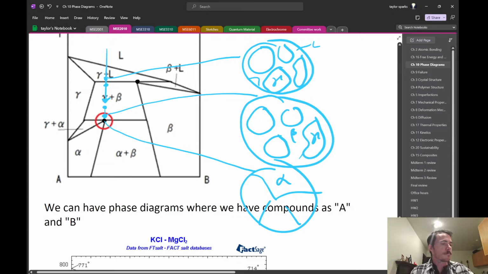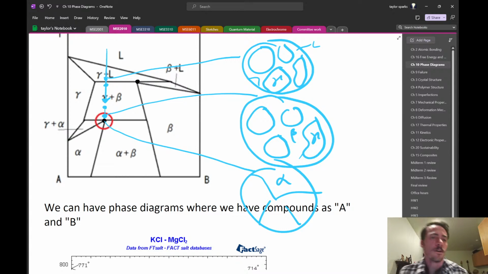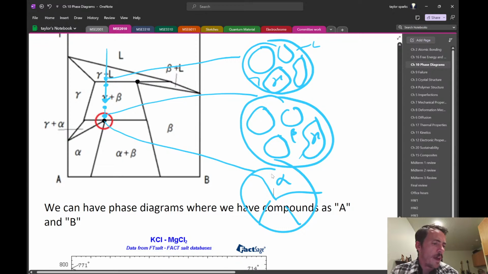Okay? Hey chicos, salgan por favor. Salgan por ahí. Okay. So I hope that answered your question about how two solids would look.